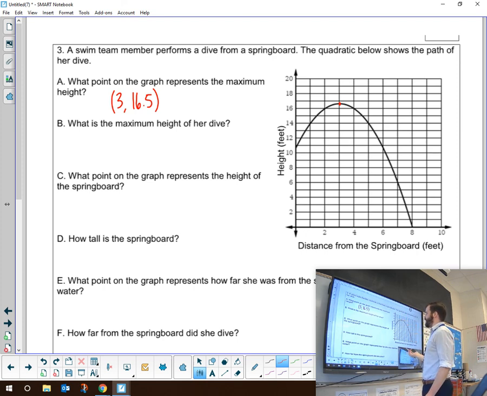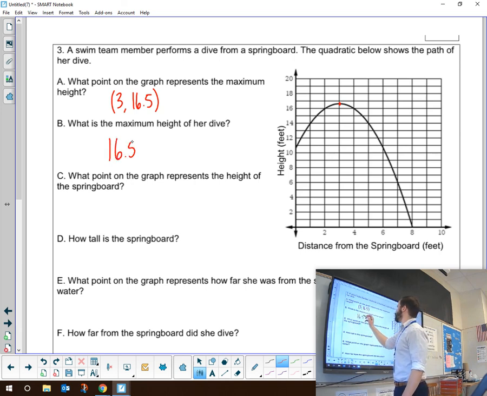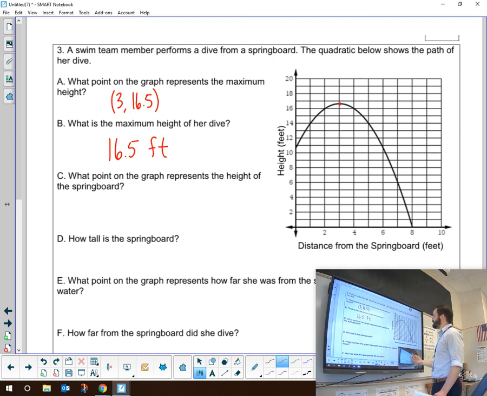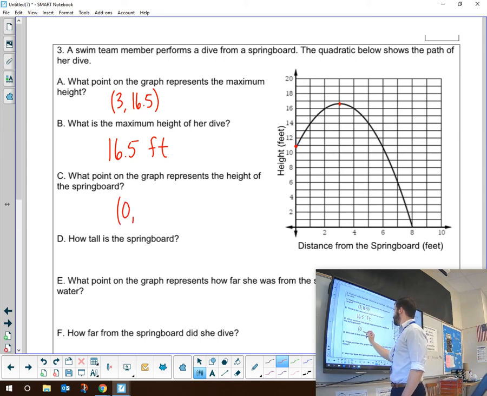All right, what is the maximum height of her dive? Well, we just talked about that. It's going to be 16.5 feet. What point on the graph represents the height of the springboard? Well, that's going to be my y-intercept. That's where she started from. That's like the diving board that she started from, and that's going to be about 11 feet. Okay, so we're going to say 0, 11.